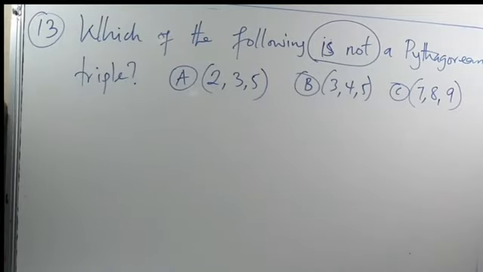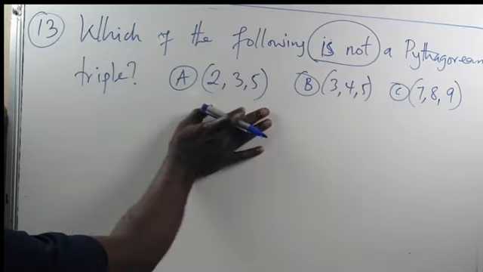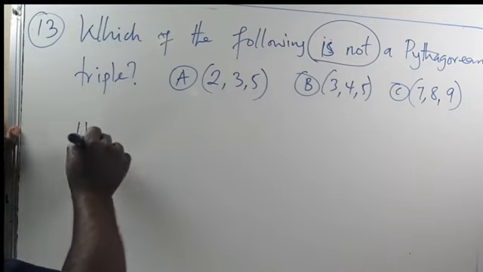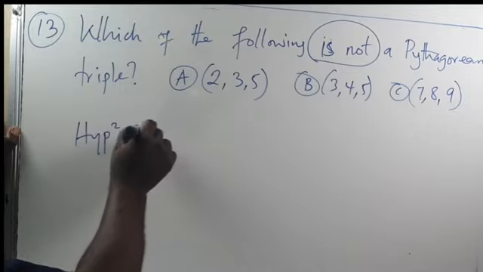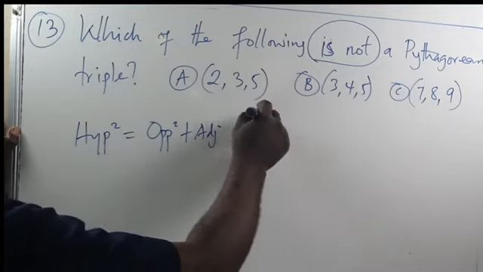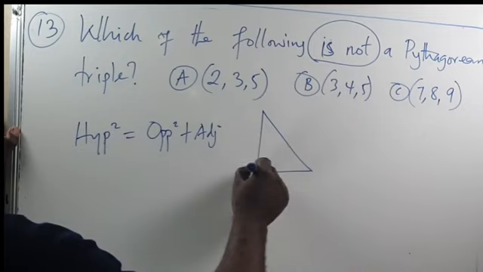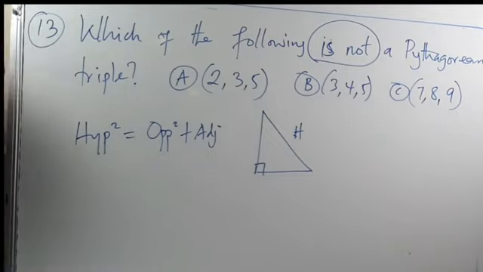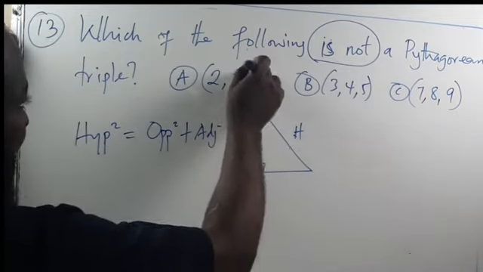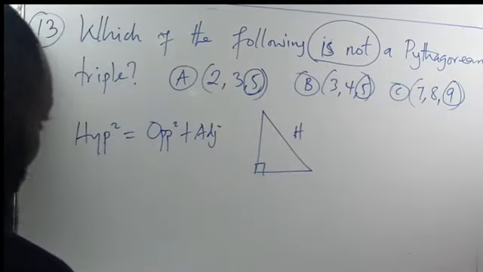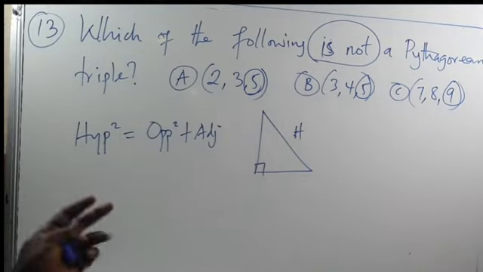Very important. So for a Pythagorean triple, we're looking at a set of numbers that satisfy the condition of the Pythagorean theorem. The rule says hypotenuse squared equals opposite squared plus adjacent squared. Don't forget, this is applicable to a right angle triangle. The hypotenuse is the longest side, which means out of the three numbers, the biggest one will serve as the hypotenuse. The rest will be opposite and adjacent. Let's now look at it.